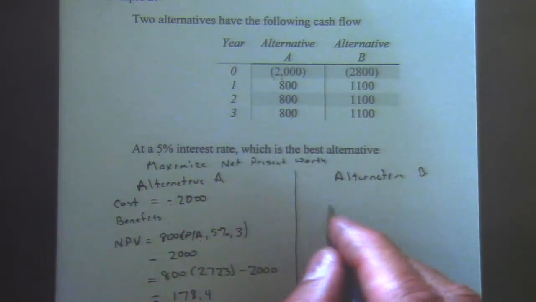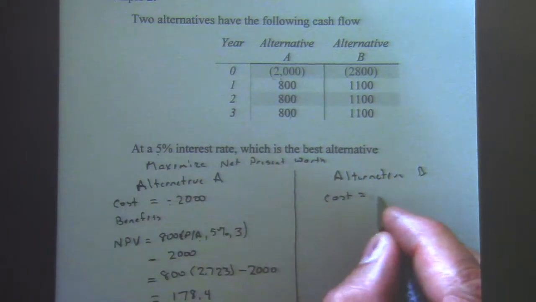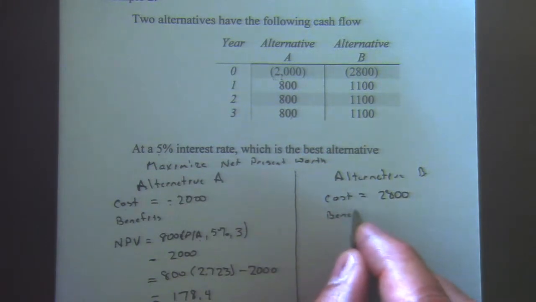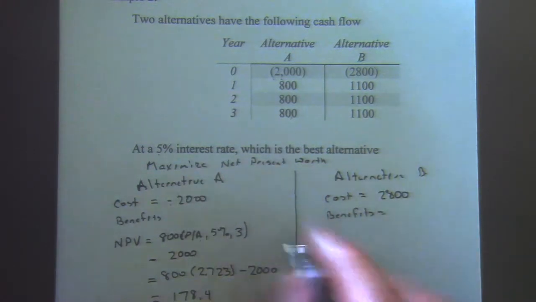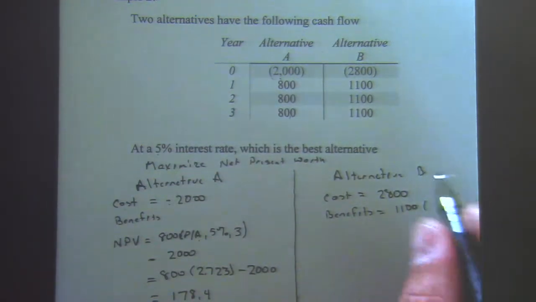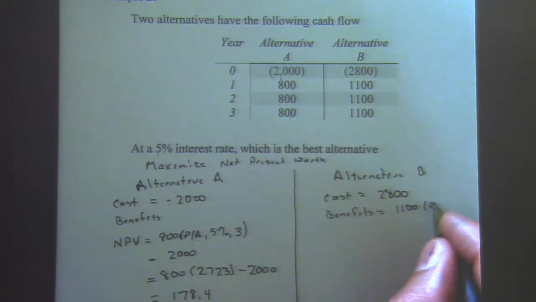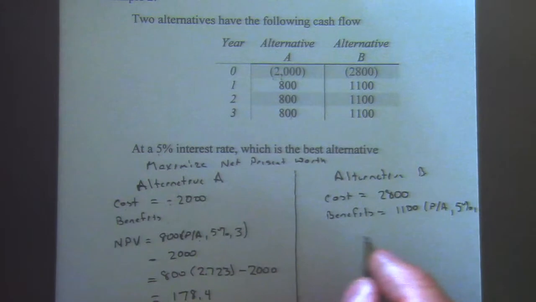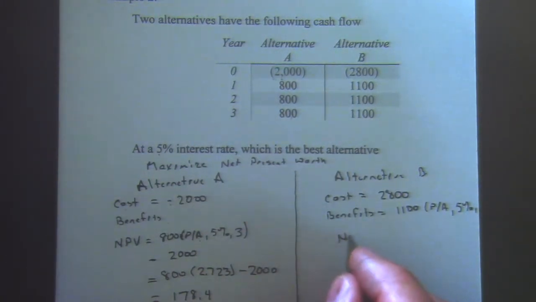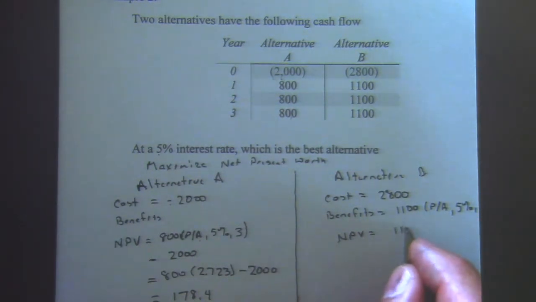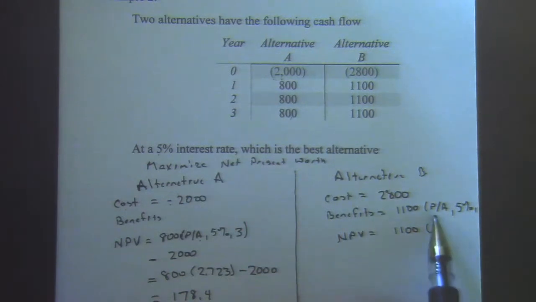I'm going to go through and say that the cost is $2,800. The benefits, again, is a uniform series, so we're going to take the $1,100 times, let's see, we're trying to find this in present value given an annual contribution at 5% for the 3-year term. And so we see that our net present value is equal to the $1,100 times, you'll notice that the multiplier is the same.